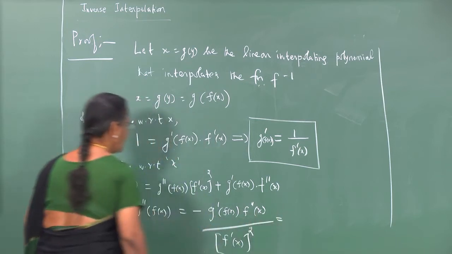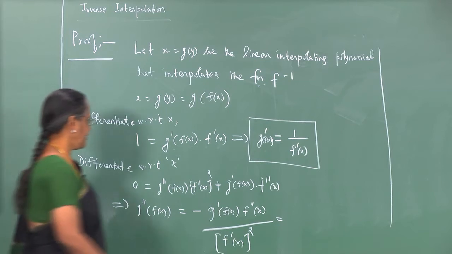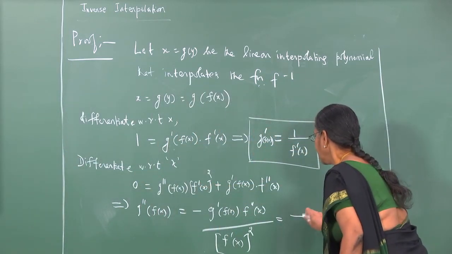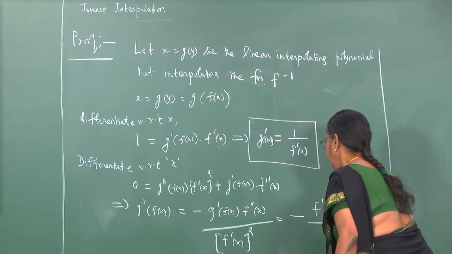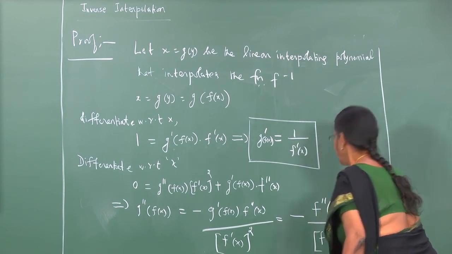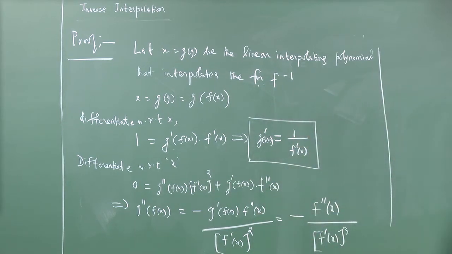But I know that g prime at f of x is 1 by f prime x. So, g double prime will be minus f double prime at x divided by f prime x the whole cubed. So, I have an expression for g double prime.